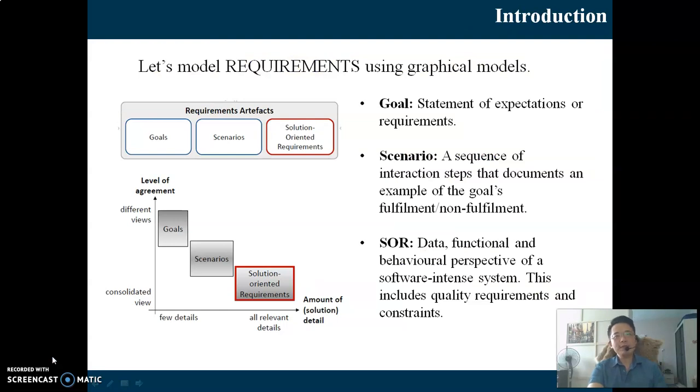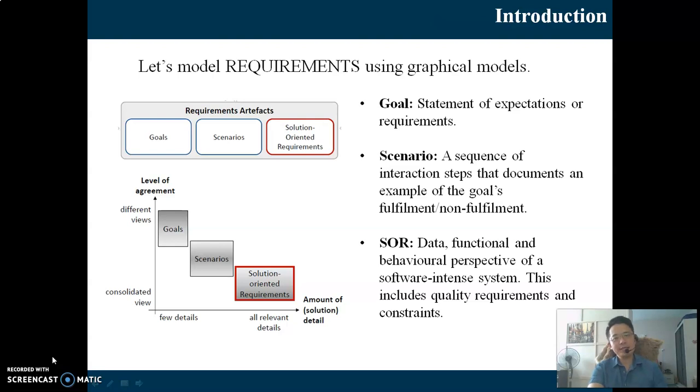Let's model requirements using graphical models. A picture is worth a million words, so the saying goes. If we can model requirements graphically, it is very easy to communicate and to capture the details graphically. Now, let's look back at the overall picture of our studies.